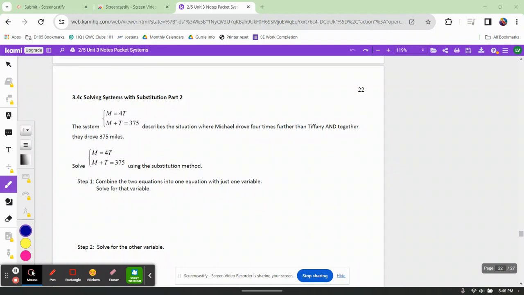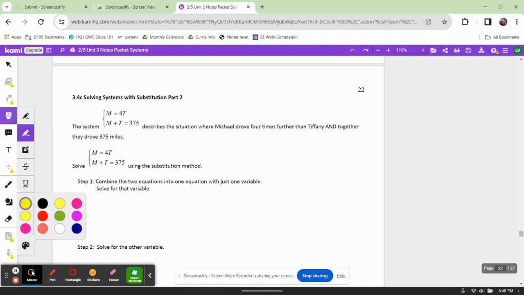So today we're going to do part 2 of solving using substitution. So here we have the problem, the system m equals 4t and m plus t equals 375 describes a situation where Michael drove 4 times further than Tiffany and together they drove 375 miles.